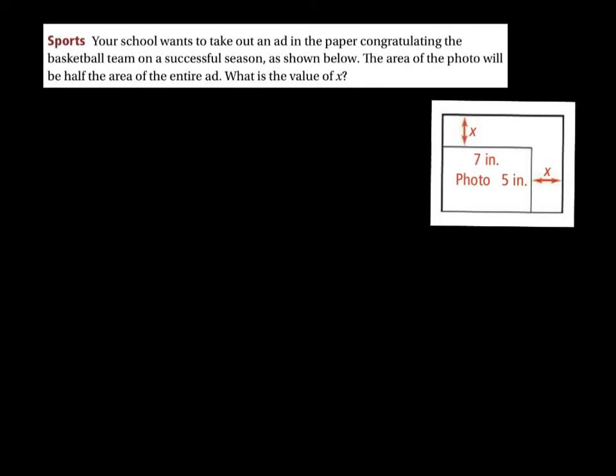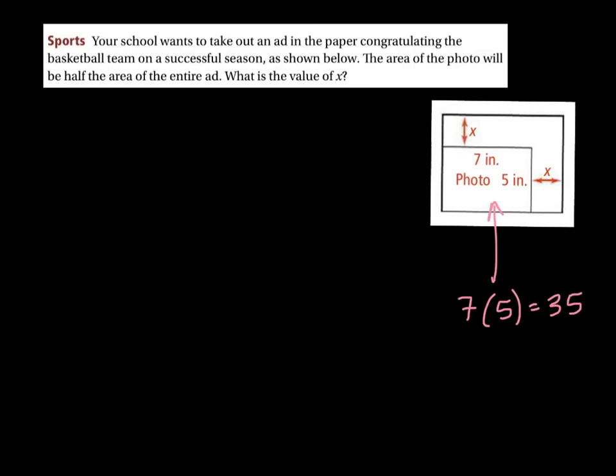Your school wants to take out an ad in the paper congratulating the basketball team on a successful season. As shown below, the area of the photo will be half the area of the entire ad. What's the value of x? Okay. Well, the area of the photo, let's start with going ahead and putting that down. Area of the photo is 7 times 5. That's how we find the area of a rectangle, 35.